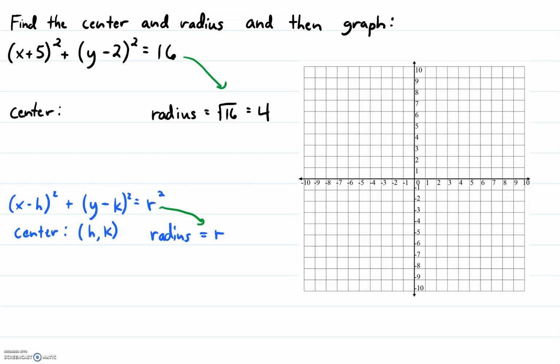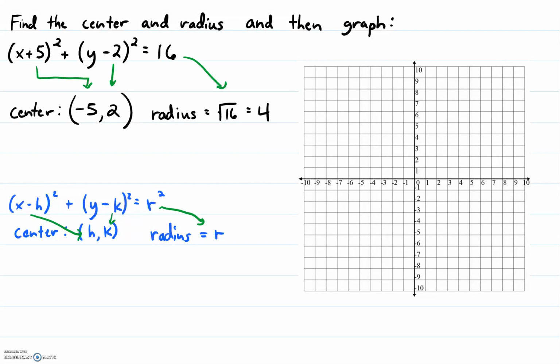And then all we did in the general case was switch the sign for the h and switch the sign for the k, and that gave us the x and y coordinates for the center of the circle. And so we can do the same thing for our circle. If we switch the sign of our x + 5, that would be −5. And if we switch the sign of our −2, that would be positive 2. And right there, we have the x and y coordinates for the center of our circle. So center and radius is done.